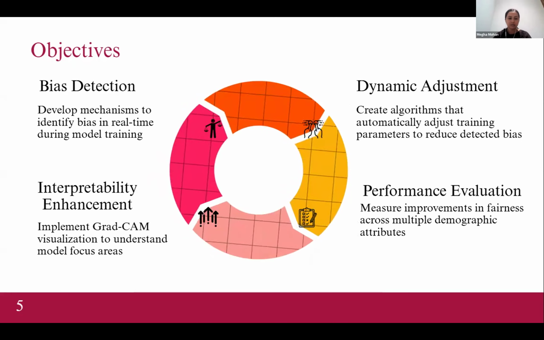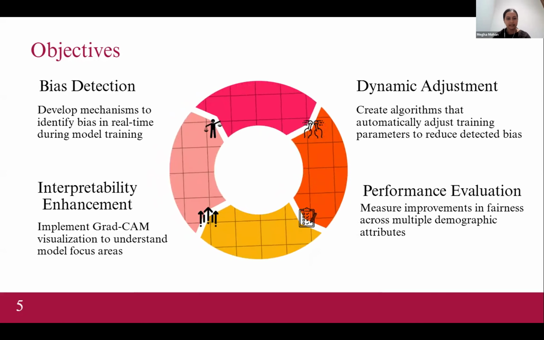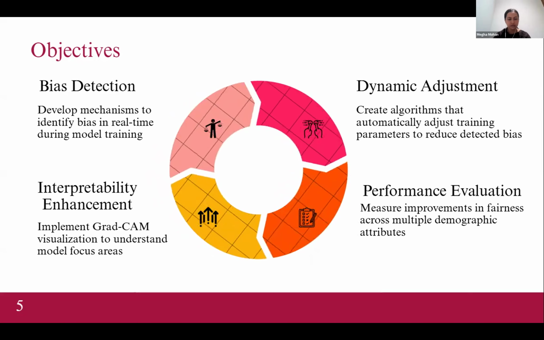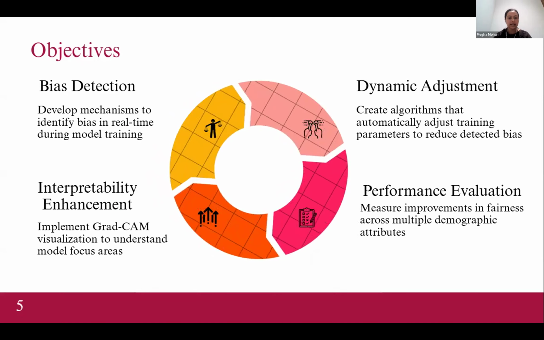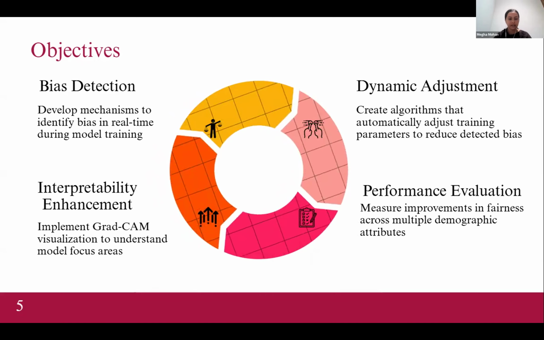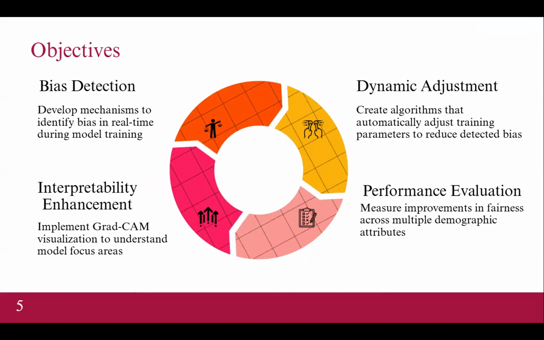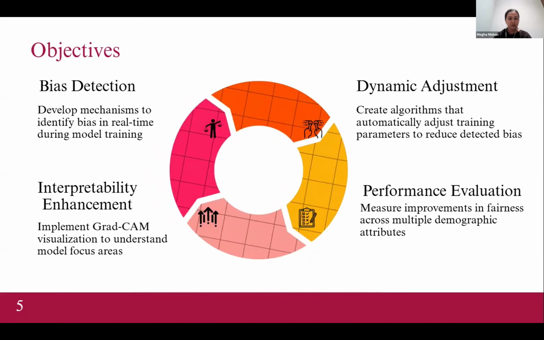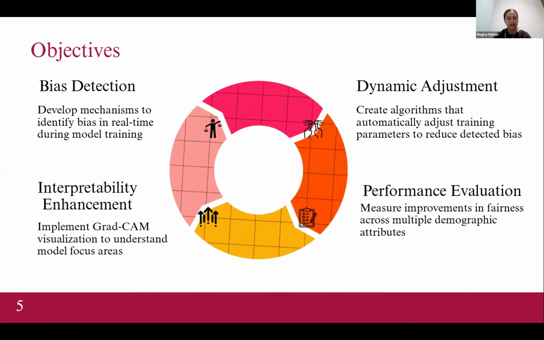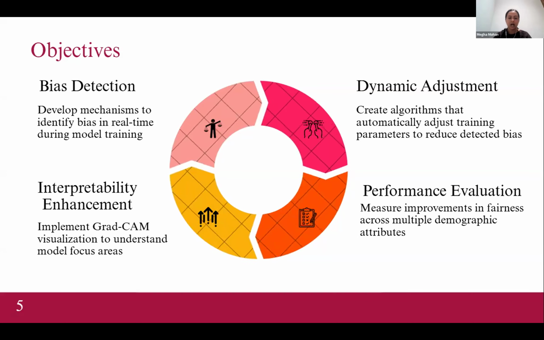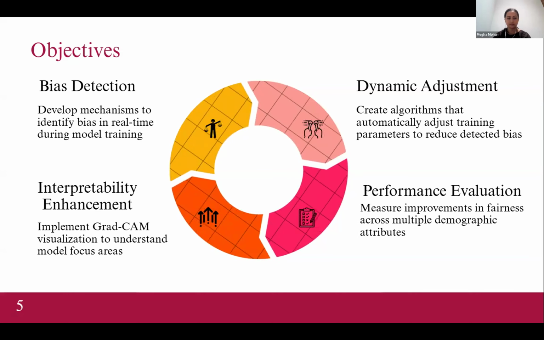Our paper sets 4 clear objectives. First one is bias detection. We will identify the bias in real time while the model is still training. Next is dynamic adjustment, automatically reweighting training based on detected bias. Then there is interpretability. We use Grad-CAM to visualize and see where the model is focusing. And the last one is fairness evaluation. Measure how the model's fairness improves across demographic groups.